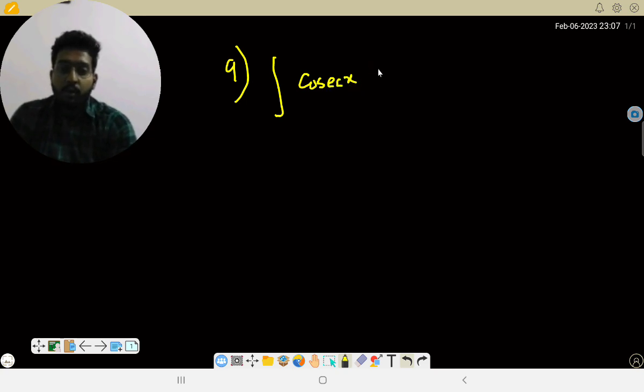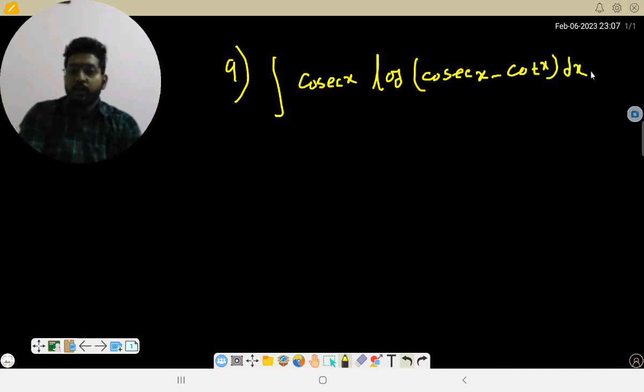The problem was given like this: integration of log(cosec x minus cot x) dx. That was the question given in the first part.